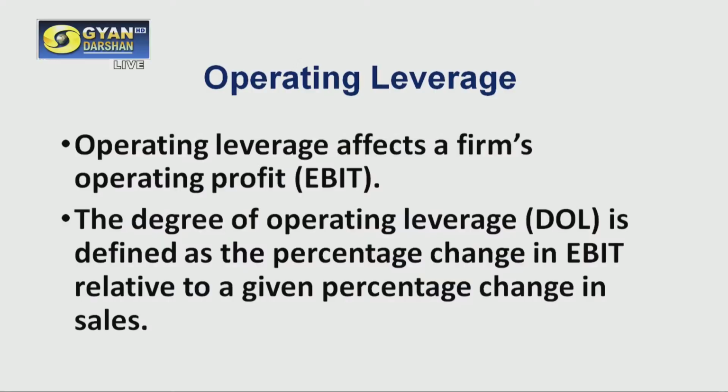And when we combine these two types of leverage, operating leverage and financial leverage, we have combined leverage. So let us understand this one by one in detail. The first one we have is operating leverage. What is operating leverage? Operating leverage is something that affects the firm's operating profit, that is EBIT.